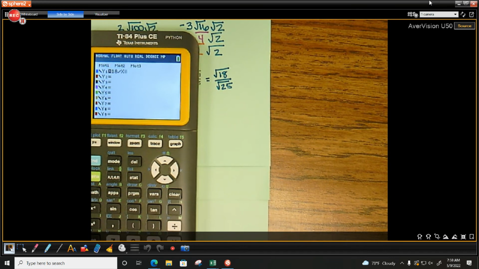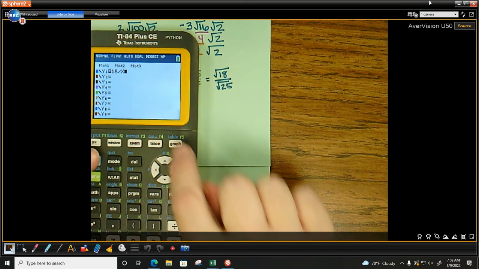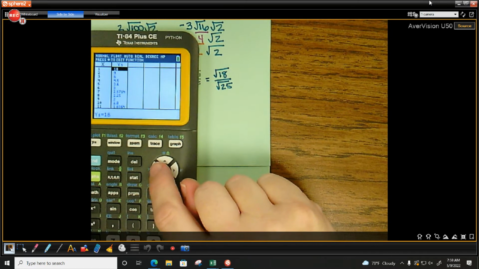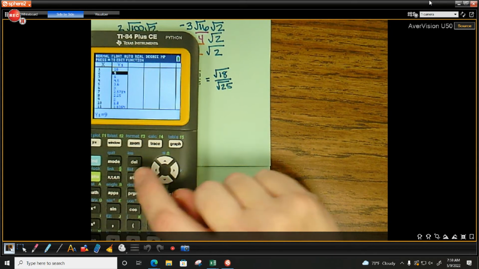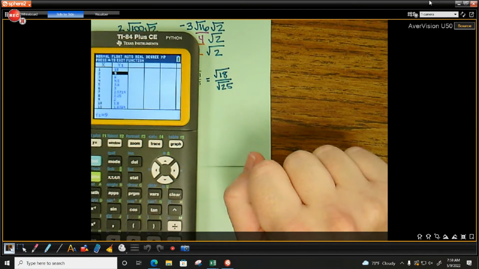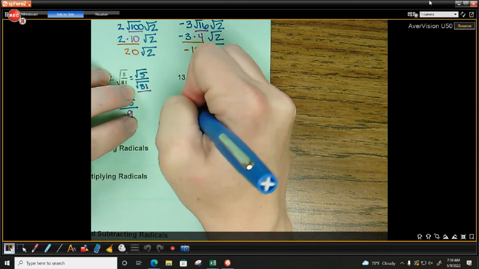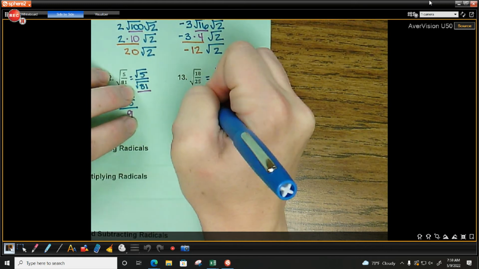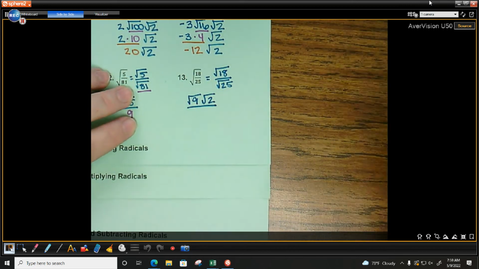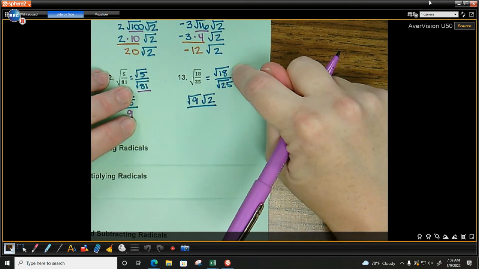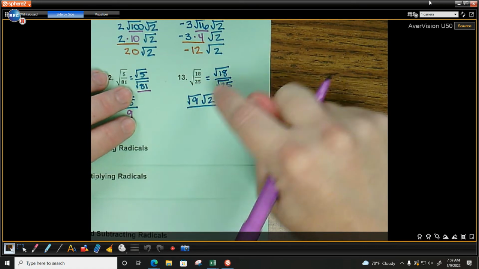Go to your table. Is 18 on my list? No. 2 or 9, are either of those on my perfect square list? Yes, 9 is. So I'm going to separate this into the square root of 9 and the square root of 2 over, so that's my numerator. That's what the square root of 18 becomes, the square root of 9 times the square root of 2.